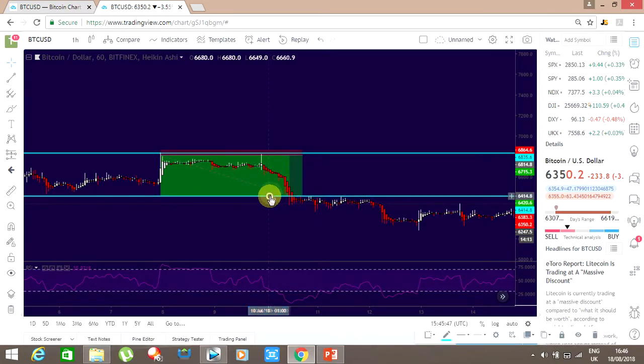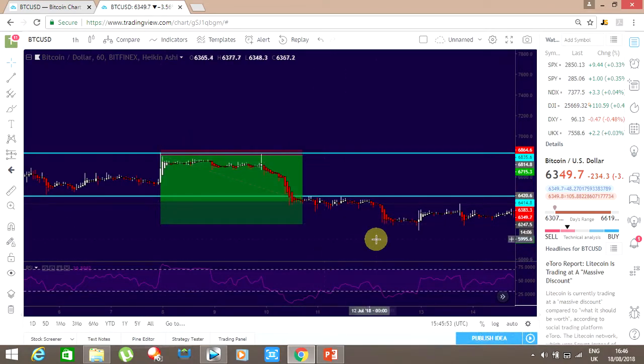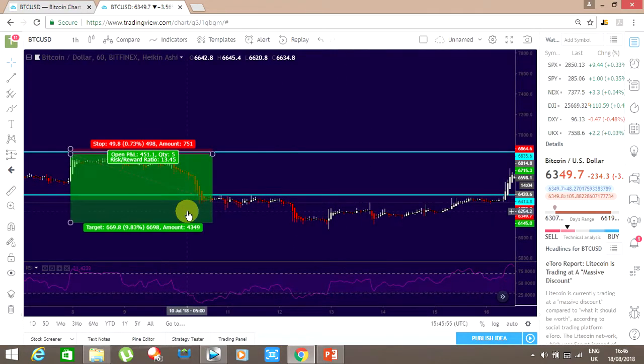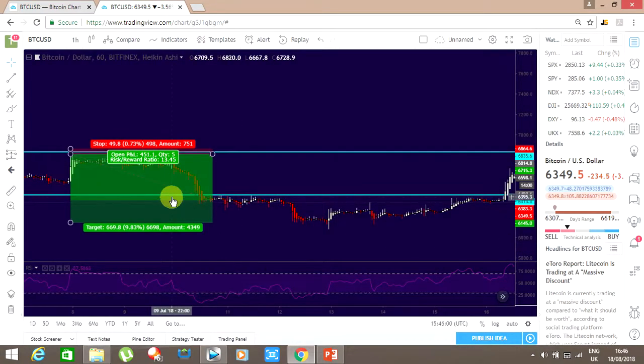Sorry, I moved the wrong thing. So we would have stayed in this trade, and you could potentially have ridden this trade all the way down here, okay? Sorry for all the pop-ups. That's actually a 9.83% return on equity. So about 10%. If you're trading with $1,000, that's 100 quid, pretty handy.